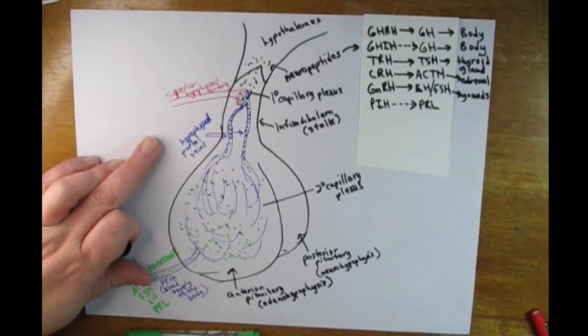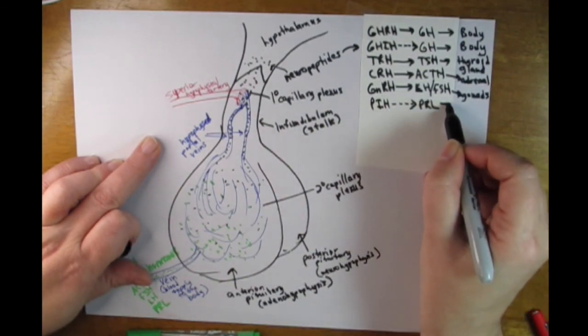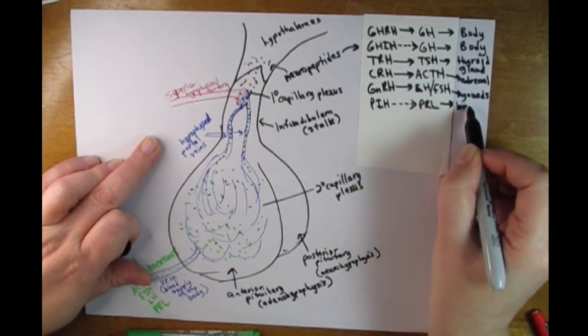In the case of humans, it's going to cause the release of LH, luteinizing hormone, and FSH, follicle stimulating hormone, both of which are involved in the creation of gametes and the creation of sex hormones such as testosterone and estrogen. Lastly, we have PIH, prolactin inhibiting hormone.